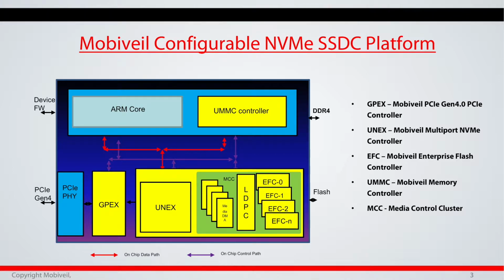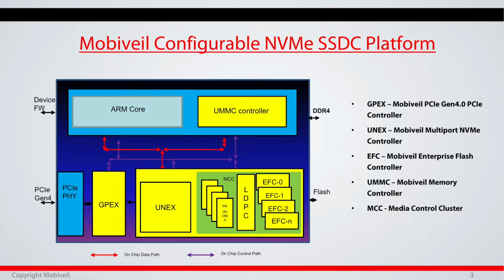This is the block diagram of the SSD platform. The blocks you see in the yellow are the Mobiveil's components. Essentially, it has a PCI Express interface, Gen 4. It has got a PCI Express controller, GPEX, and NVMe controller, Unix. Then we have what we call the media control cluster. It is again a data path, which essentially has the ECC as well as the flash channel controllers. And then UMMC is a DDR controller, and ARM, of course, we are using the hard macro, the HPS, which is available in the FPGA. And we have the data path as well as the control path in this solution.